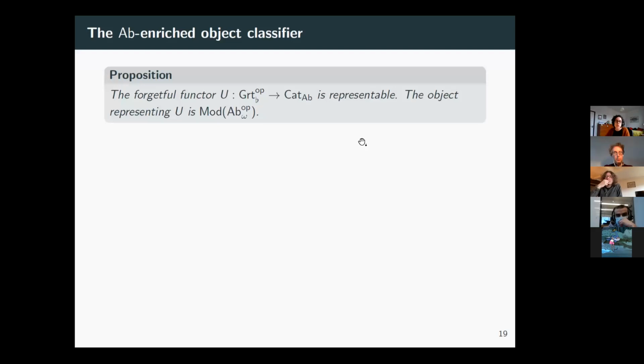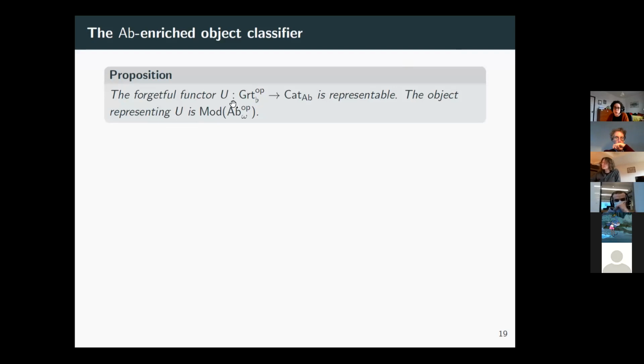And we will use along the way very frequently what we call the up enriched object classifier, and I will explain in a second why. We have this proposition: the forgetful functor from flat Grothendieck up categories, which just sends the Grothendieck category to itself, seen as an up enriched category, is representable. And the object representing it is precisely the modules over the finitely presented abelian groups up.